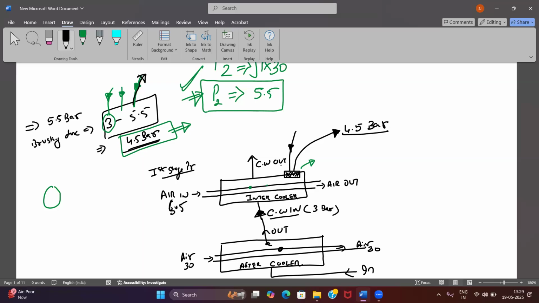Okay. So I can either have the bursting disk on my intercooler, or I can have it here on my aftercooler. But the setting pressure will be according to the first stage only. Not more than the first stage discharge pressure. Is this understood? Yes, sir.